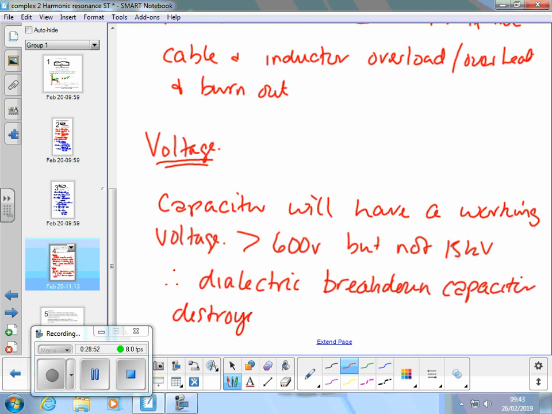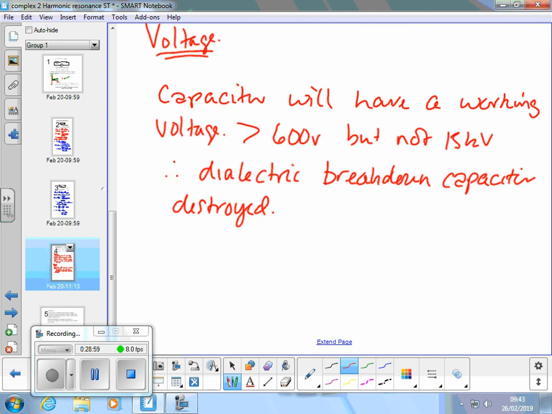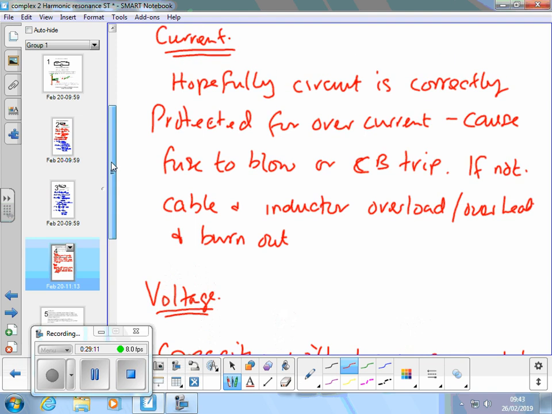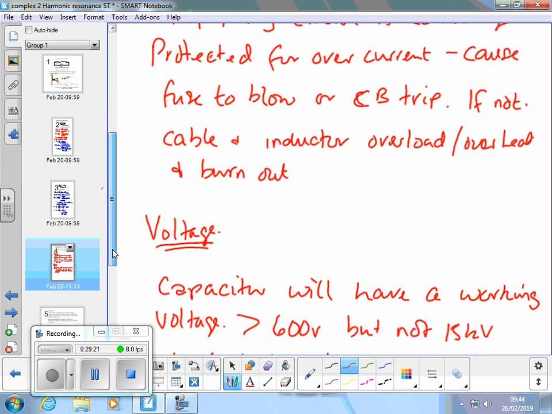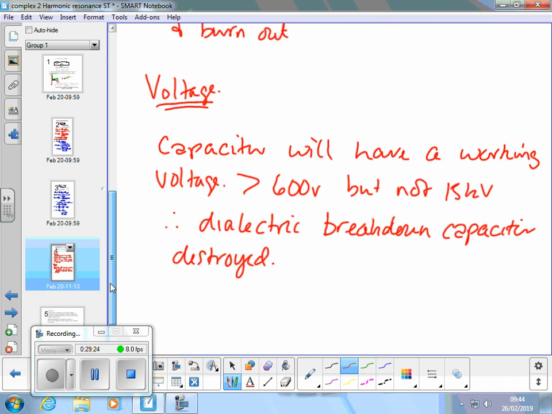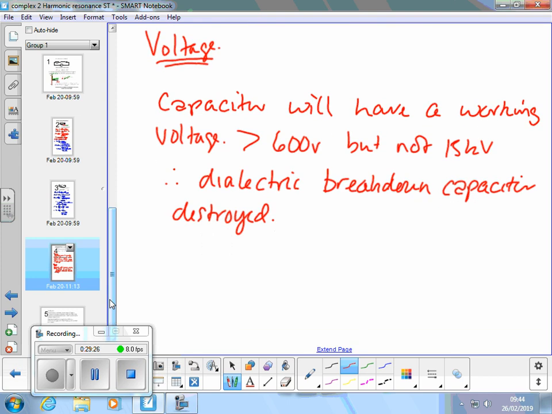Usually open circuit, isn't it, Chris? With a big bang. Lots of paper everywhere, if they're paper capacitors. Overload, overheat. Inductor.